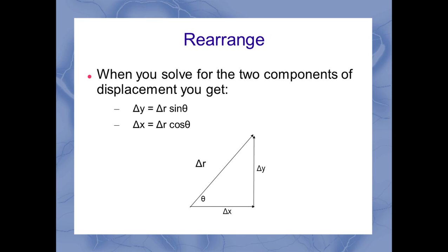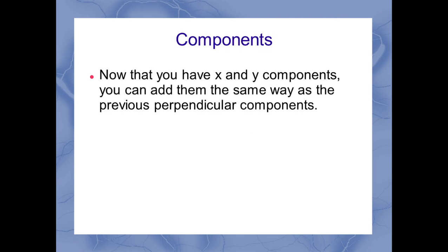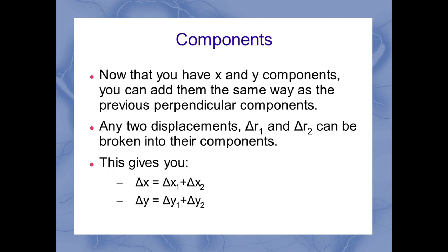So the horizontal component is going to be the overall displacement times the cosine of the angle, and the vertical is going to be the overall displacement times the sine of the angle. When you have the x and y components, you can add them the same way as you did with the perpendicular components, and we'll do more of that in class. So anytime you have displacements, you can break them into their components and then add the components. Anytime you have multiple components, you can just add them up and then create a new right triangle to solve, which we'll show in one of the next videos.